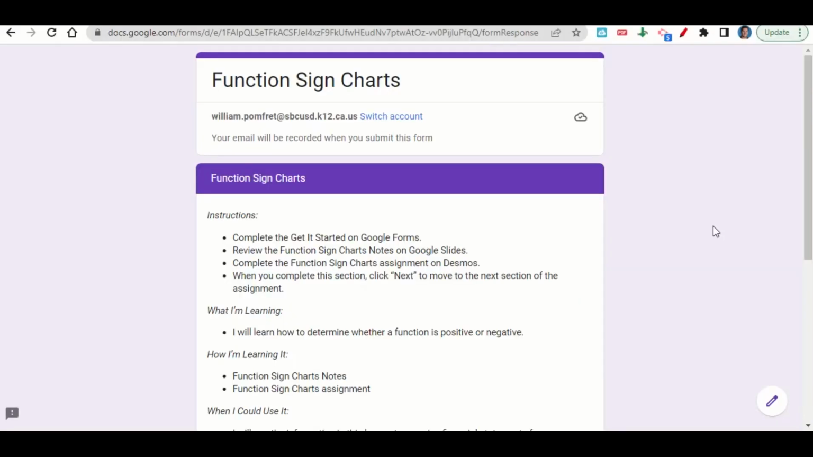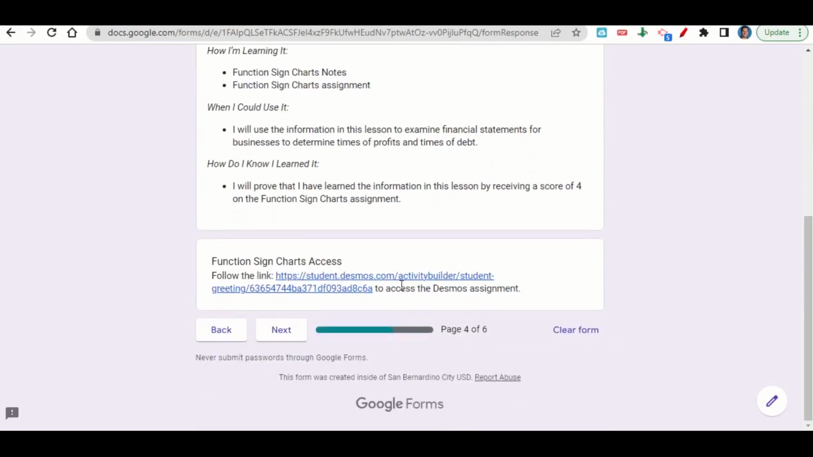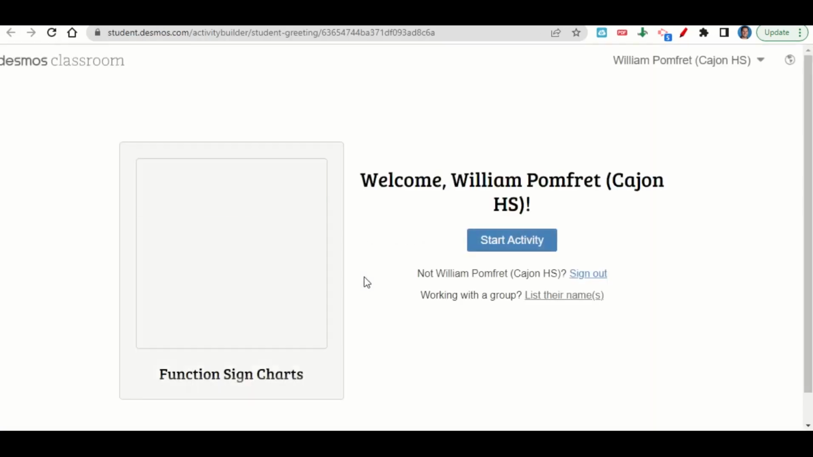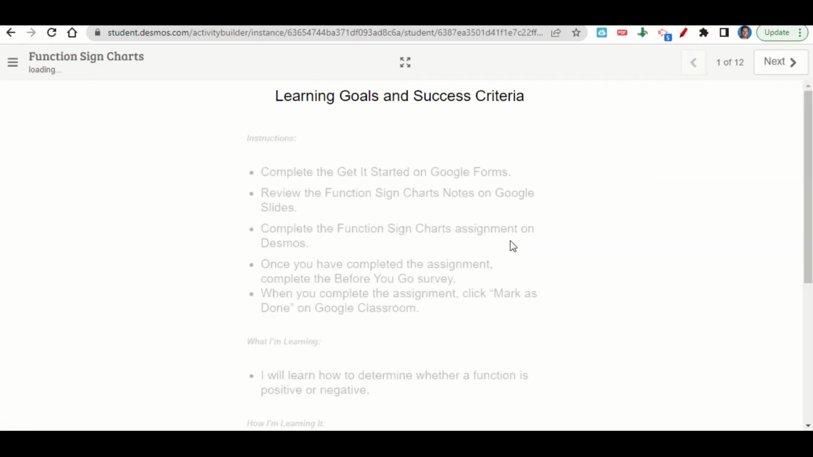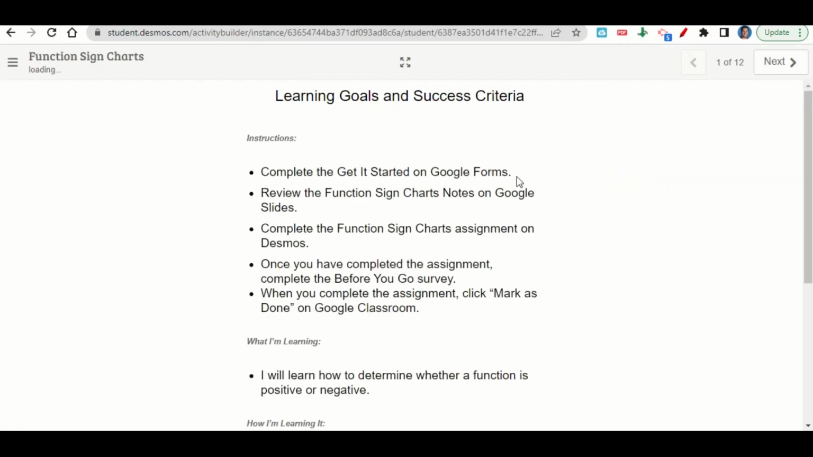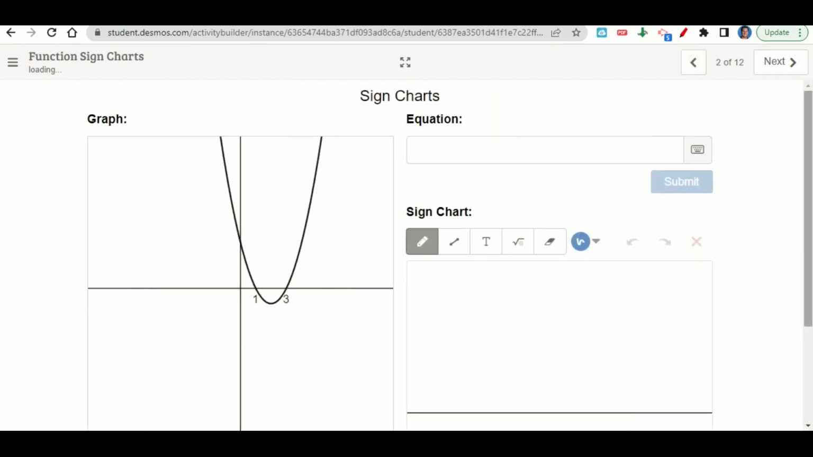Let's take a look now at the function sign charts assignment. The assignment begins with the learning goals and success criteria. If we scroll down, there's a link here to take us to the Desmos activity. Go ahead and click on that link, and it should take you to a page that looks like this. We'll go ahead and click start the activity. The assignment begins with the learning goals and success criteria. We'll go ahead and click next. And now we're going to compare graphs, equations, and sign charts.